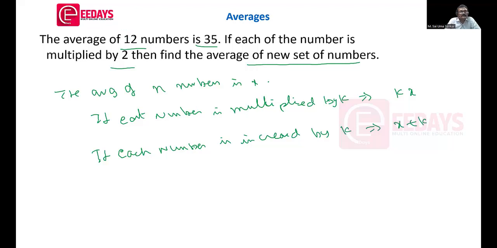Here, what is the condition? The average of 12 numbers is 35, and each number is multiplied by 2. What is the average of the new set of numbers? Just multiply 35 with 2, that is equal to 70. No need to find the total and then multiply every number with 2 and find the average again. Nothing to worry. Here, total 12 numbers, leave it, and the average is 35. Each number is multiplied by 2, so what is the new average? Just multiply that average with 2, you will get the answer. Answer is 70.